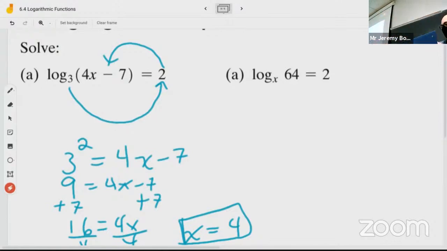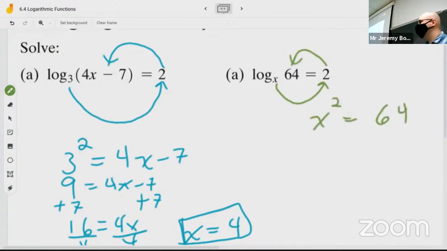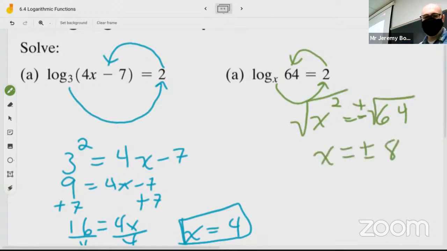And so we're going to do the same thing. We're going to take that logarithmic equation, switch it to exponential, and you're going to get x squared is equal to 64. We know how to solve that, right? Take the square root of both sides. It's going to be plus or minus on that right-hand side. So it's going to be x is equal to plus or minus 8. That's the square root of 64.